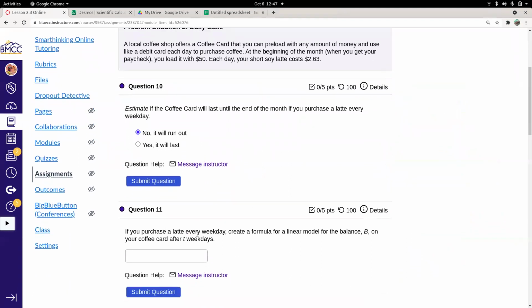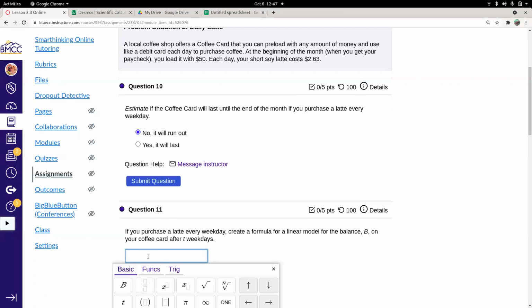All right, if you purchase a latte every weekday, create a formula for a linear model for the balance B. Okay, so they want me to use B, not y. B, which I could type or click. And then T is a weekday. So every weekday we lose that 2.63. So B equals minus 2.63 T, good idea to click it so you don't mistype it, starting with 50.